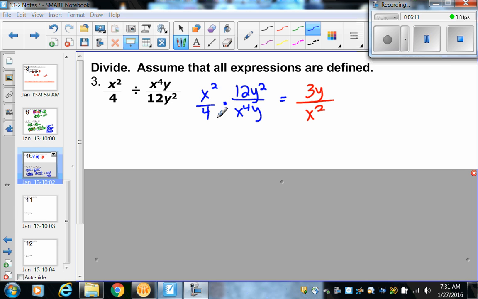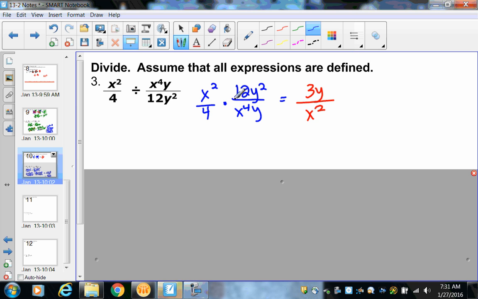Well, first things first, you keep the first fraction, change division to multiplication, and flip the second fraction. And then 12 over 4 reduces to 3 and a 1. Y squared over y leaves me with a y up top, and the y on the bottom cancels. X squared up top and x to the fourth on the bottom. The x squared on top leaves me with an x squared on the bottom, which then when I multiply, up top you just have the 3 and the y, and on the bottom you just have x squared.